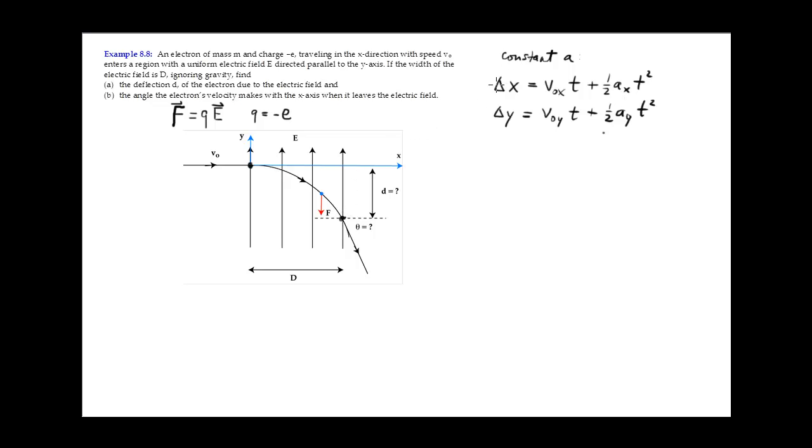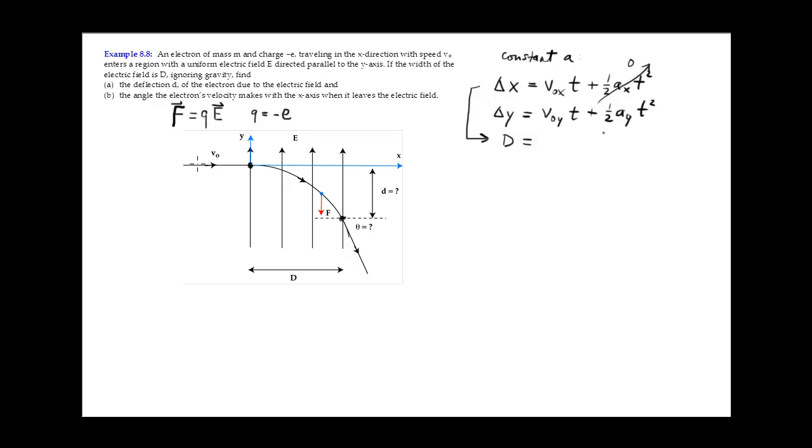If we look at the first equation, we know that the acceleration in the x direction is 0. There's no force in the x direction, and therefore that second term drops out. Delta x, what's the change in x as it moves from the origin to the final point? Well, we realize that that is capital D. So this equation here gives us that capital D is equal to v0x times t.